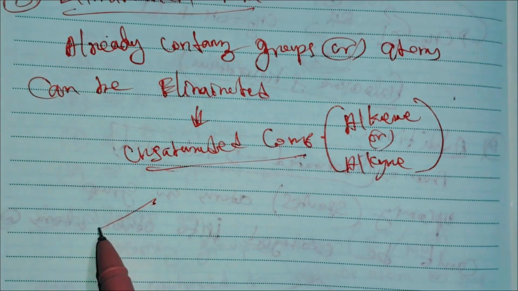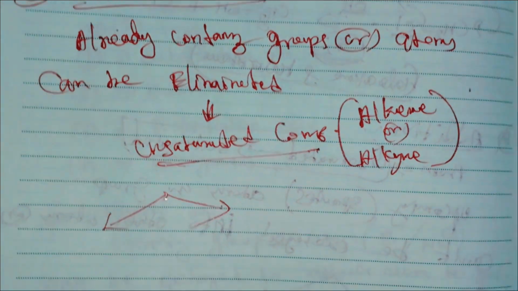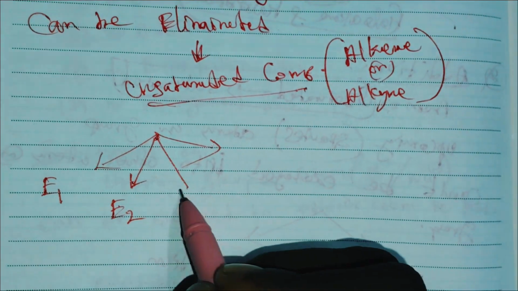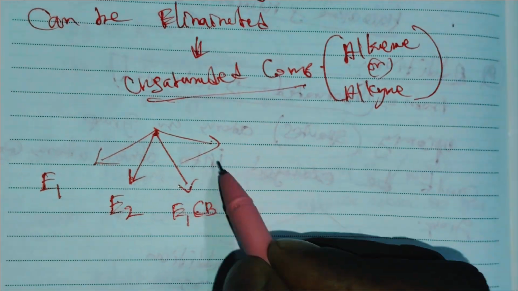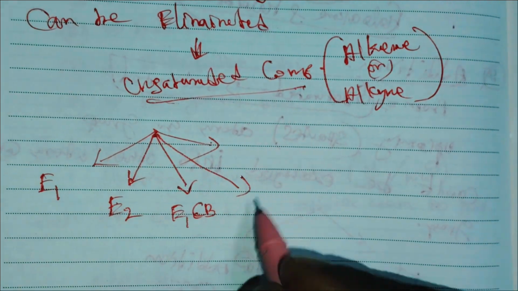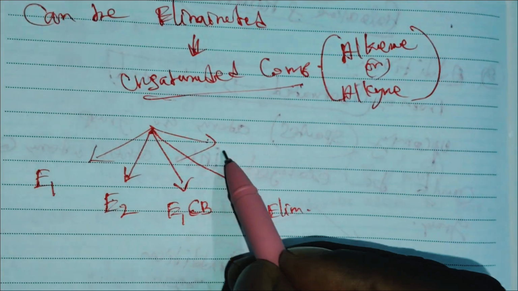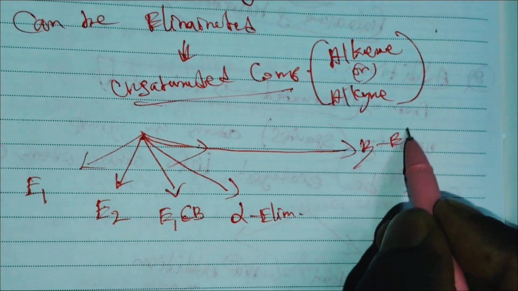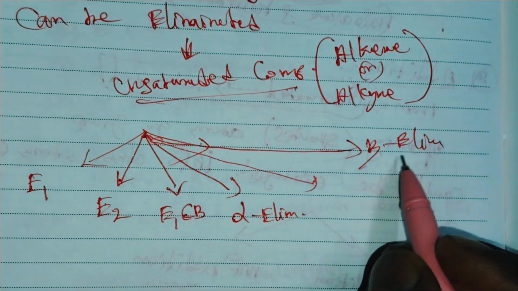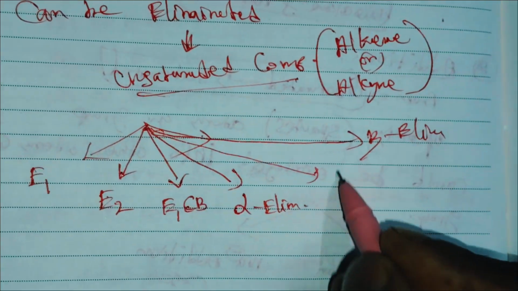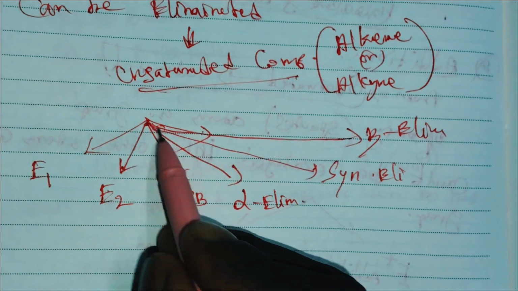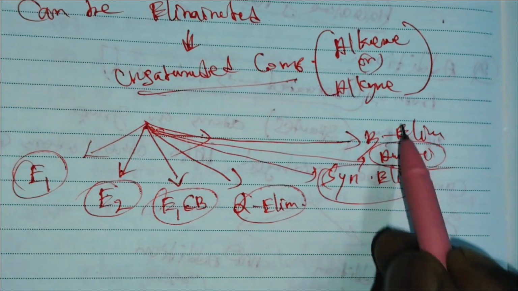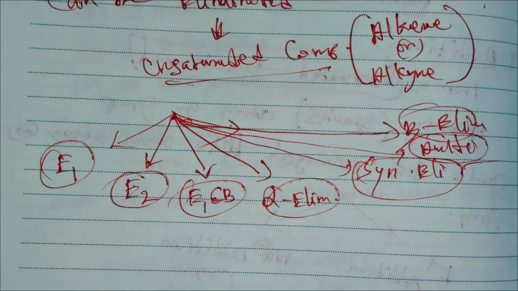Elimination can be separated into various types. The first is E1 elimination, the second is E2 elimination, the third is E1CB elimination, the fourth is alpha elimination, and the fifth is beta elimination, along with syn elimination and anti elimination. So elimination reactions can be classified into various types. We will study this in a future video.